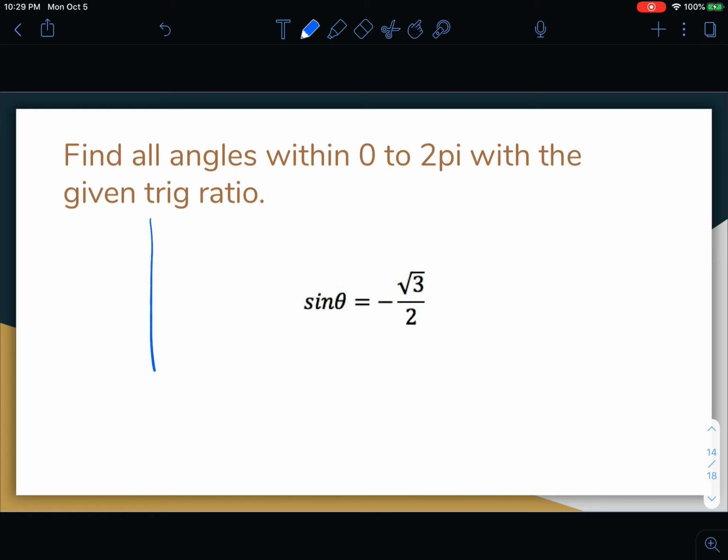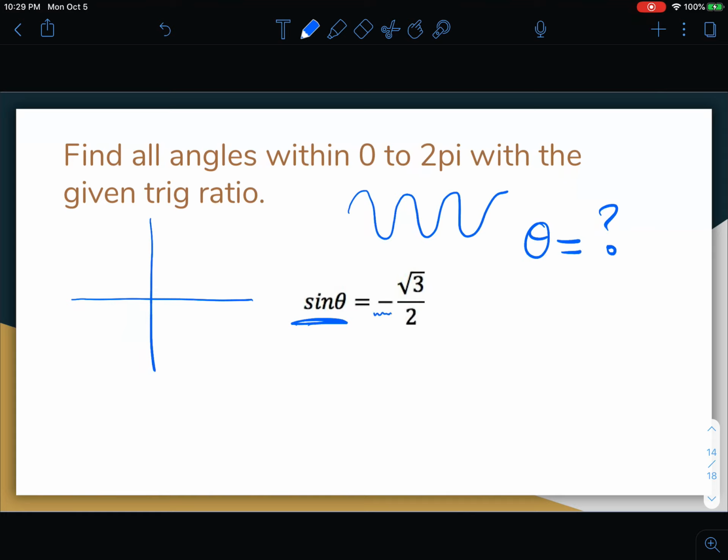So remember, this cycle is going to go on forever in both directions. Think of your sine function, right? Forever and ever and ever. I only want to know within one revolution. Sometimes I'll say more, but in this case, we're just looking from 0 to 2 pi. So your goal is to tell me what is theta, okay? We know that sine of theta is negative radical 3/2.